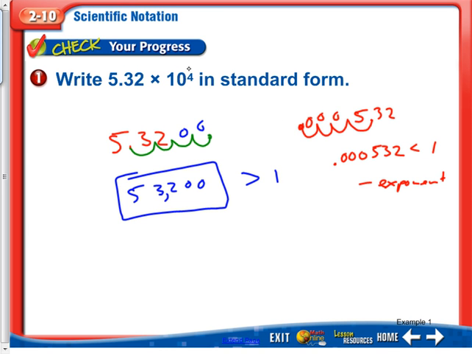But it's not. It's a positive exponent, so we need it to be greater than 1. All right? So this, again, is incorrect. This is not how to do this problem. This would be 5.32 times 10 to the negative 4th right there. Okay?